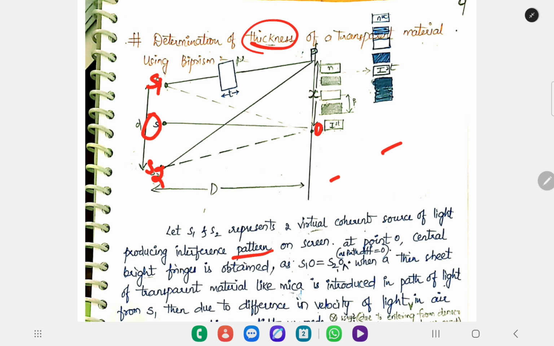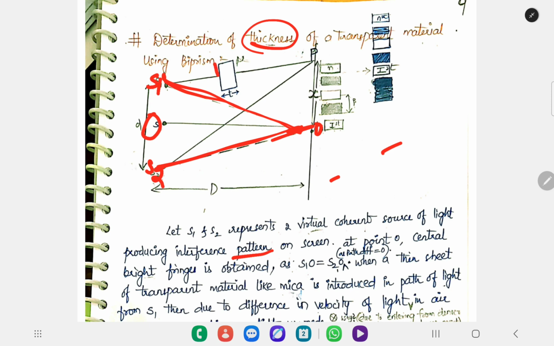At point O, the central bright fringe is obtained, as S1O and S2O are equidistant. They are equal. So we can see the bright fringe at O because the path difference is 0. From here to here and here to here the path difference is 0. That is why we can see the bright fringe.